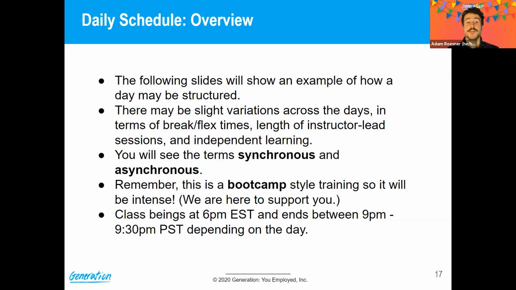Remember, this is a boot camp style training, so it will be intense. We're here to support you, but the expectation is that you are ready to dedicate those 3 hours, and really, I would schedule about 4 hours on Monday, Wednesday, and Thursday to class. Okay, you're prepared to dedicate that time to class. Some days we're going to get out at 9, some days we're going to get out at 9:30. It's best to plan to be in class a little bit early and to be able to stay just a tad bit over time in case you run into a question or we have to talk to you about something.